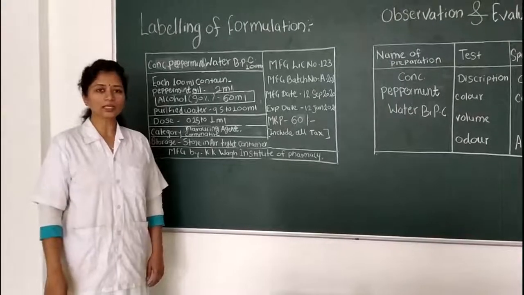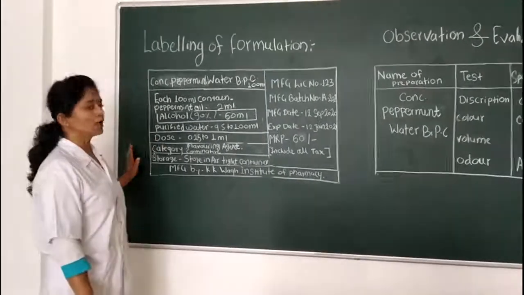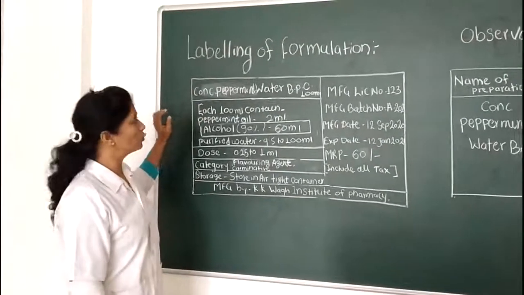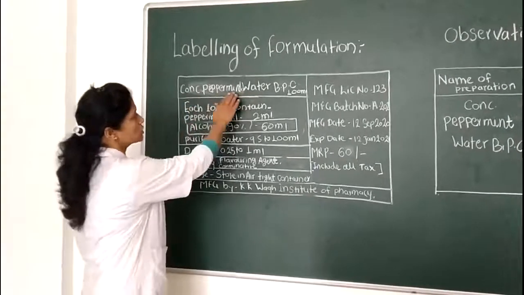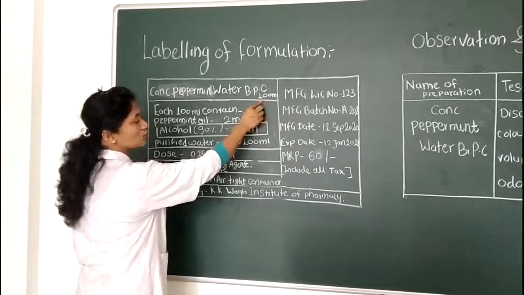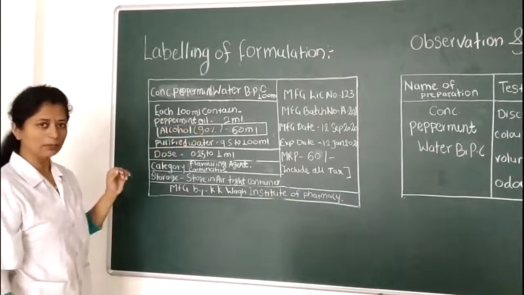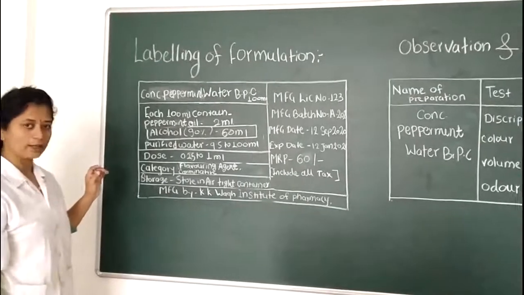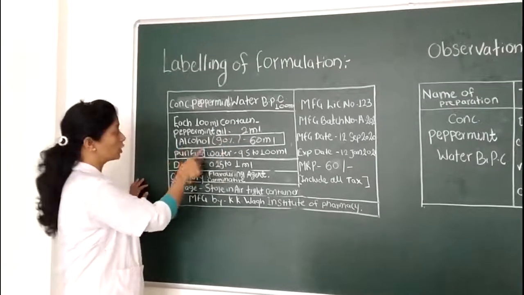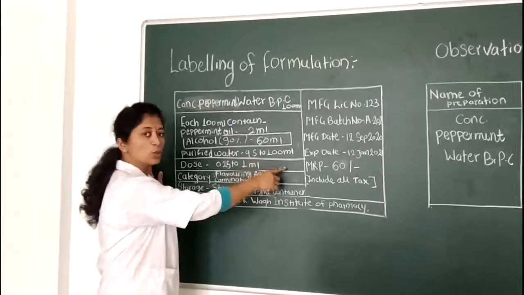Move towards the labeling formulations. In the labeling, we should understand how to label our preparation. Firstly, at the top of our label we have to mention the name of our preparation, that is concentrated peppermint water BPC. Then the volume of our preparation, that's 100 ml. Then we mention each 100 ml content: peppermint oil, that's 2 ml. Alcohol content is 60%. Then purified water quantity sufficient to 100 ml.